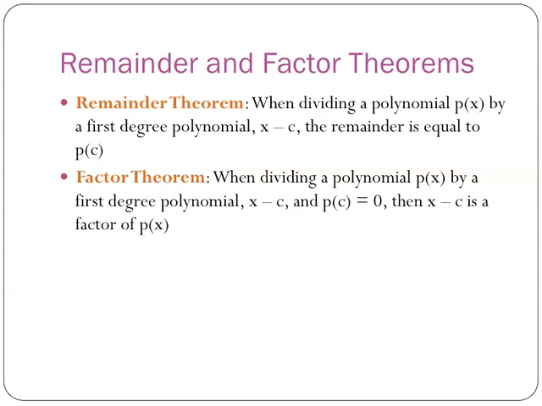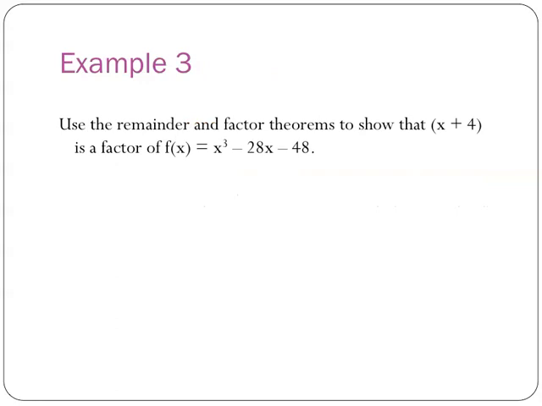Okay, let's take a look at example 3. Use the remainder and factor theorems to show that x plus 4 is a factor of f of x equals x cubed minus 28x minus 48. Okay, so without having to do division, we're using the remainder and factor theorems to show that it is a factor. So we need to show that the remainder is equal to 0. So using the remainder theorem, we're going to plug in -4 into our polynomial f of x. So really we're finding f of -4. So plug -4 in.